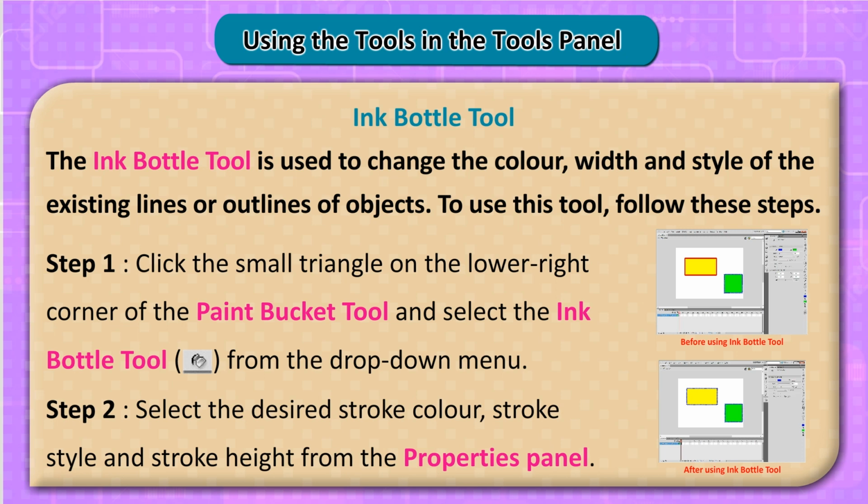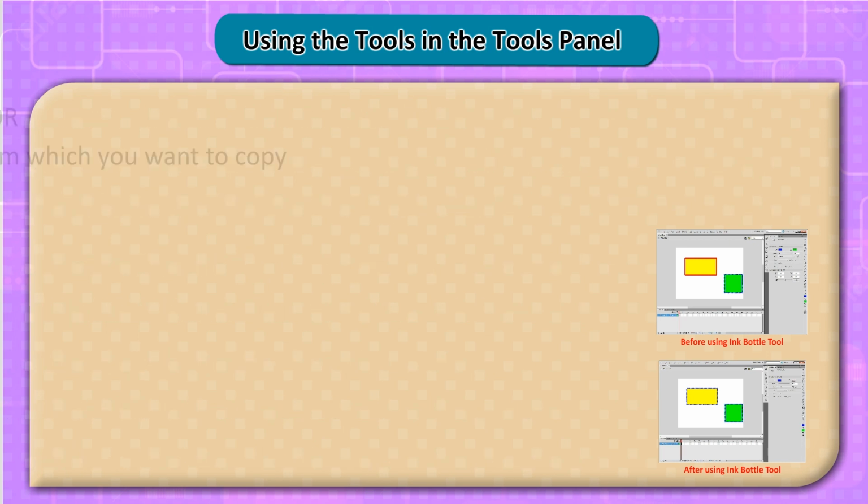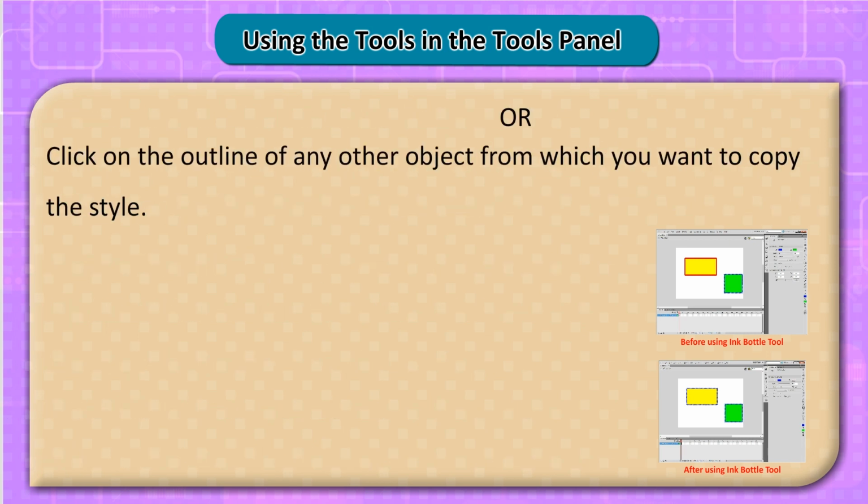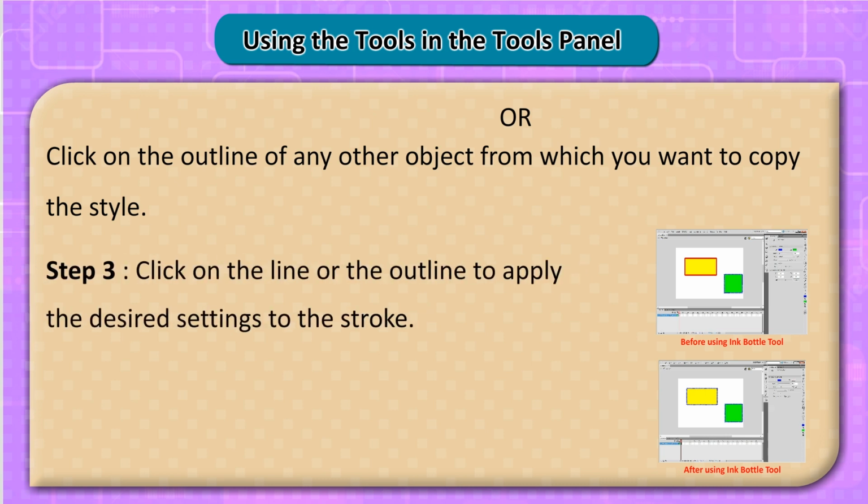Step 2. Select the desired stroke color, stroke style and stroke height from the Properties panel. Or, click on the outline of any other object from which you want to copy the style. Step 3. Click on the line or the outline to apply the desired settings to the stroke.